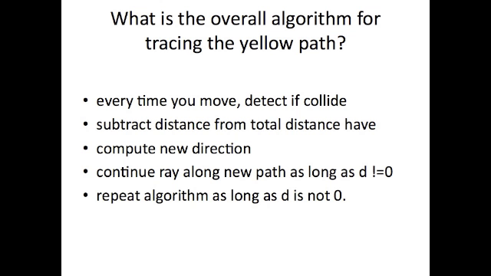Your overall algorithm for tracing the path is basically what I just described. Every time you move, you detect if you collided or not. Every time you move, you subtract the distance from the total distance that you have, so you know how far left you have to go. You compute your new direction if you did collide, and you go along the new vector, and you repeat the algorithm as long as your distance does not equal 0.